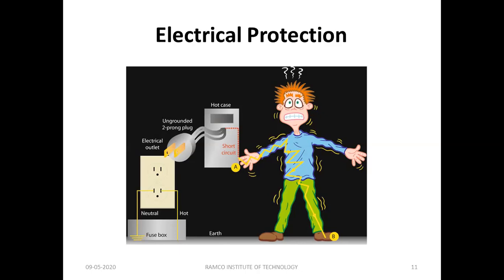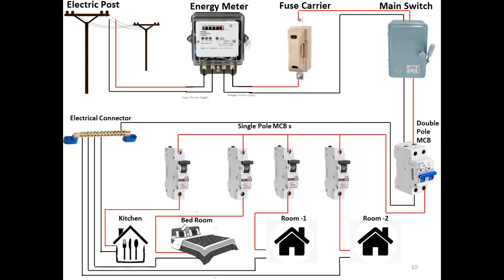your circuit breaker, see the distribution board. We have a separate circuit breaker. This circuit breaker is meant for the kitchen. This one is meant for the bedroom. This one is meant for room 1. This one is meant for room 2. So if anything goes wrong in the kitchen, this circuit breaker will automatically disconnect your phase terminal. This operation is called protection, right? So that I'm going to discuss now.